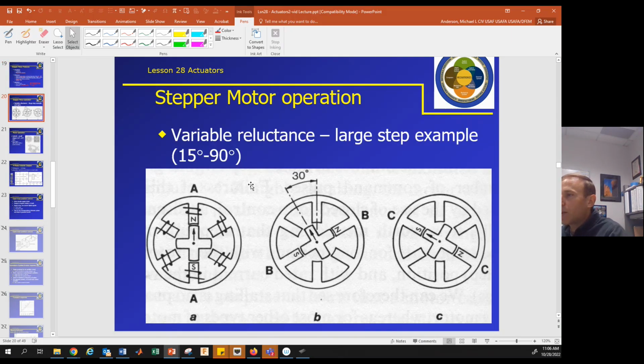So how do they work? Here's some of the insides. This is a very simplified version. In this case, you've got windings around some magnetic material as we turn on a pole. So in this case, this pole right here is turned on, and the rotor is going to be attracted to that pole. Then we turn on B, and this thing is rotated over there.